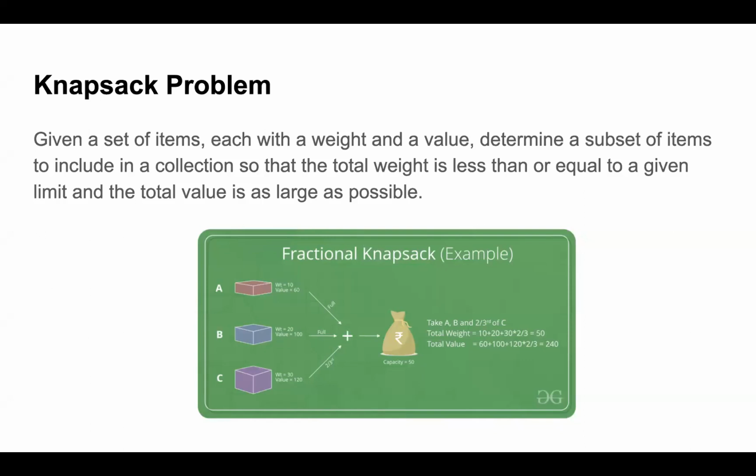Otherwise we can consider A and C also in the knapsack, but it will not give the maximum profit. The profit it will give is 120 and 60, which is 180. The capacity will remain: A's weight is 10, C's weight is 30. 30 plus 10 gives us 40. And the profit we get is also 120 plus 60, that is 180.